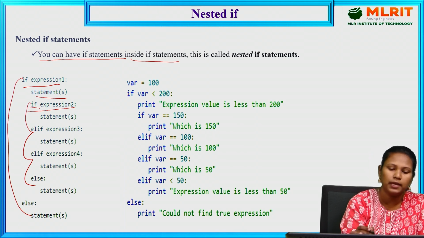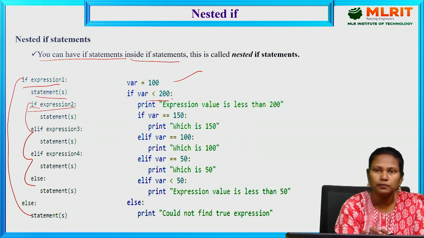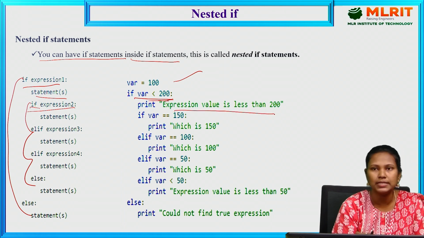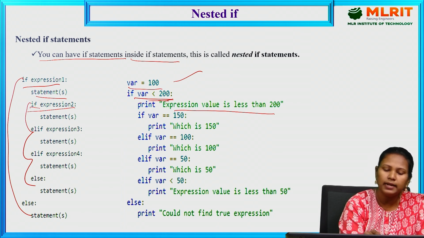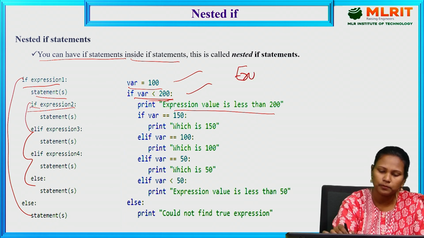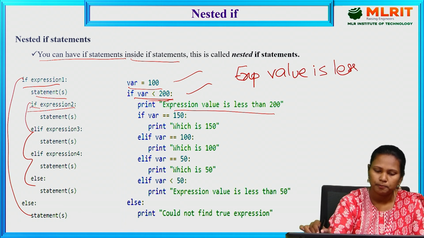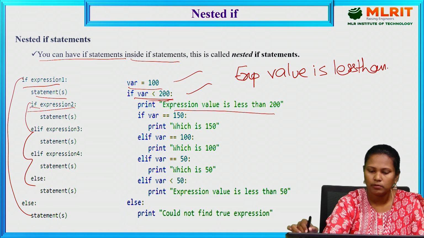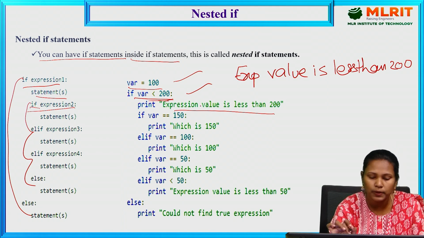See one example here. var is equal to 100. We assign one value, var equal to 100. Now if var less than 200, meaning the expression value is less than 200. So var equal to 100, 100 is less than 200. Yes, the condition is true. So it prints: expression value is less than 200.